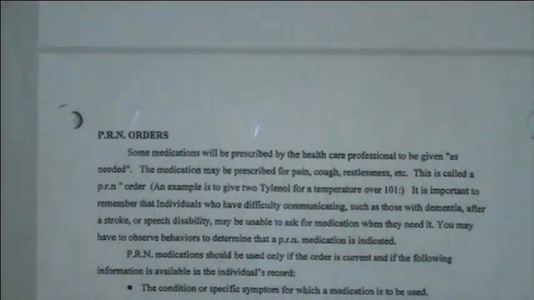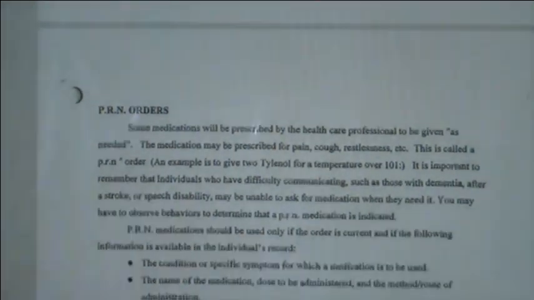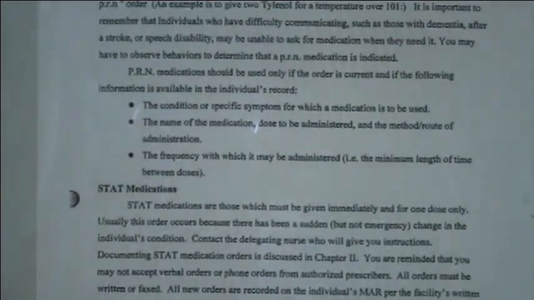That means it's an order in case the person has a headache, a pain, or a fever of 100 degrees. So that way you don't have to call the nurse. If they have pain or they have fever, you check the fever and it's 100 degrees or higher, then you give the medication. And then you document and then you report the change to your charge nurse, because that's now a change. Okay, so we will have an example of a PRN order later on.